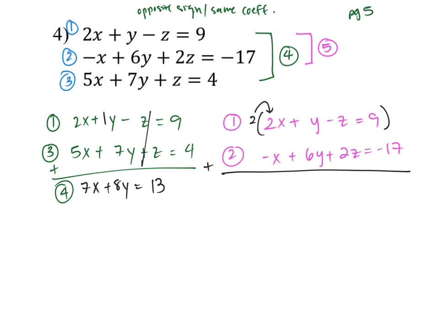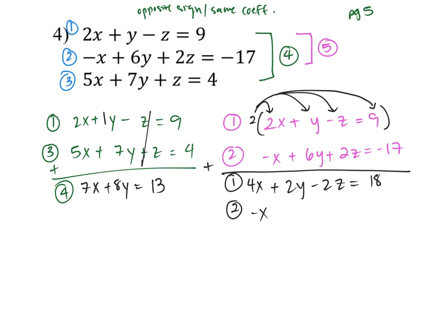So if I multiply, make sure you multiply the entire thing. We don't want to be like Casey. So if we multiply by 2, we get 4x, 2y, negative 2z, and 2 times 9 gives you 18. The bottom here is negative x plus 6y plus 2z equals negative 17. And so if I add these together, then the z's cancel out.